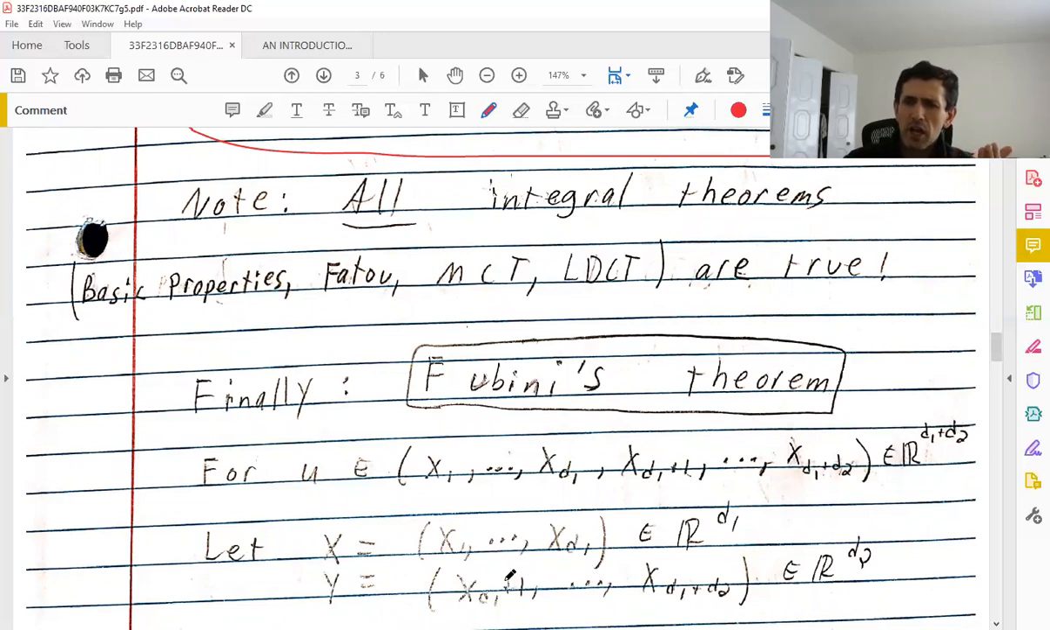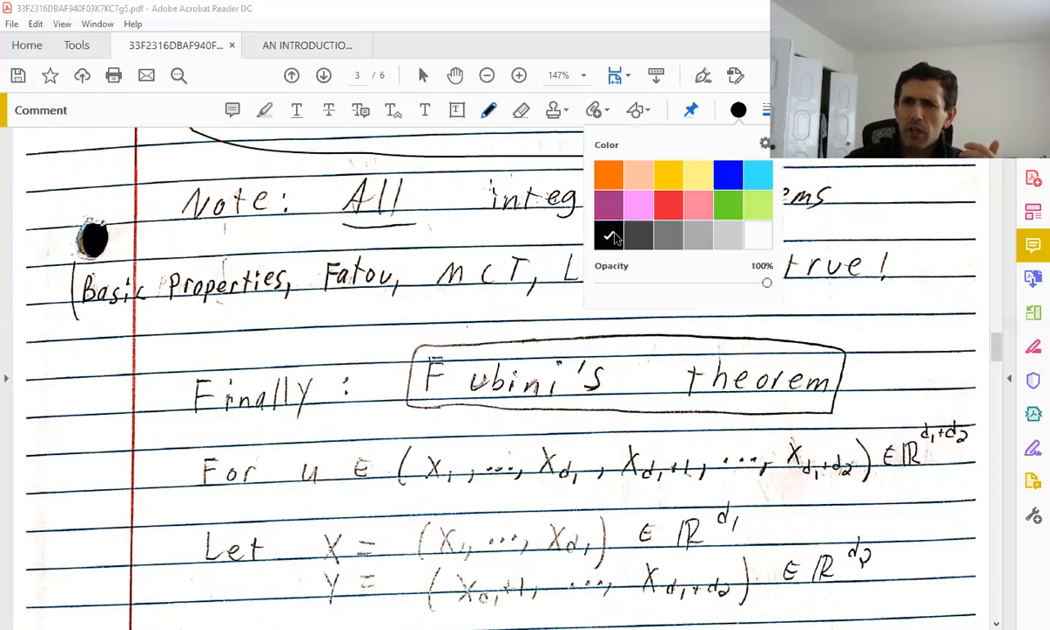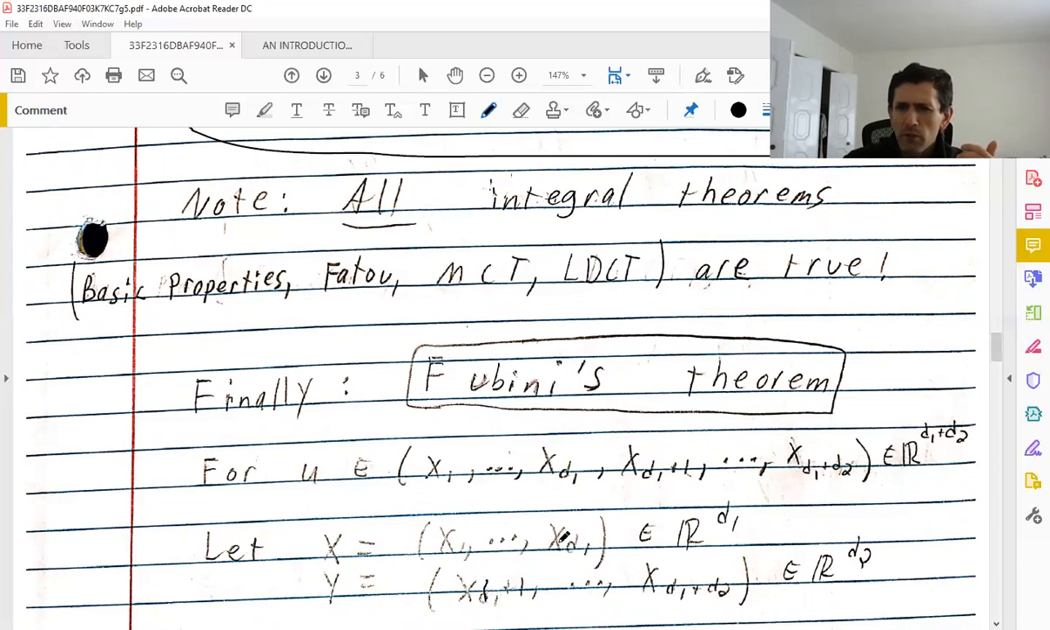y is x_(d1+1) all the way to x_(d1+d2). So y is in R^d2. Okay, so in this way we're very canonically and naturally identifying R^(d1+d2) as R^d1 Cartesian product R^d2 via u equals (x, y).